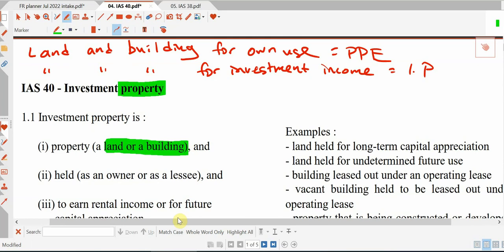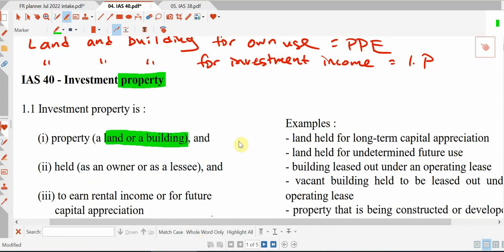So I think the only interaction we have of this accounting standard with PPE is land and building only. Because PPE got land and building, here's got land and building. But PPE, we have more varieties. So PPE, we got computer, we got motor vehicle, we got furniture, but investment property we don't have.